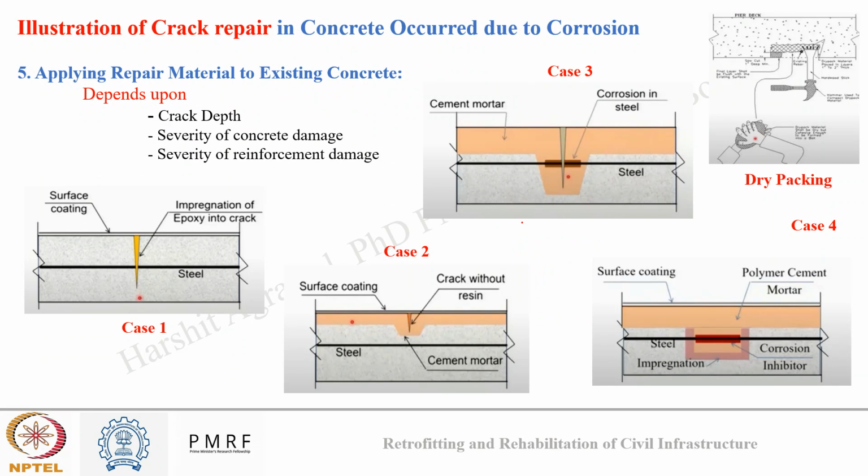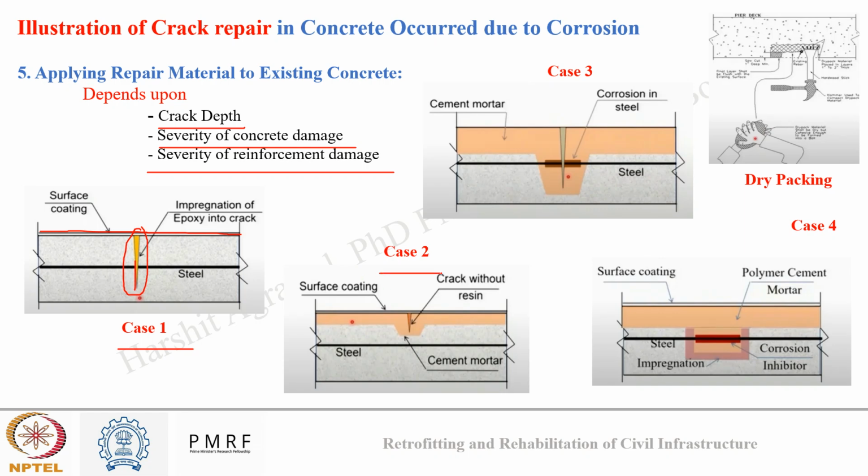Now, this can be done in various ways depending upon the crack depth, the severity of concrete that was damaged due to corrosion, and the severity of reinforcement damage. So, we can classify this in different cases. In case one, when the crack is very narrow and not extending beyond the reinforcement, we can simply go for a crack sealing method, where we just seal the crack and then coat the surface with a sealer. Okay, this can be one case.